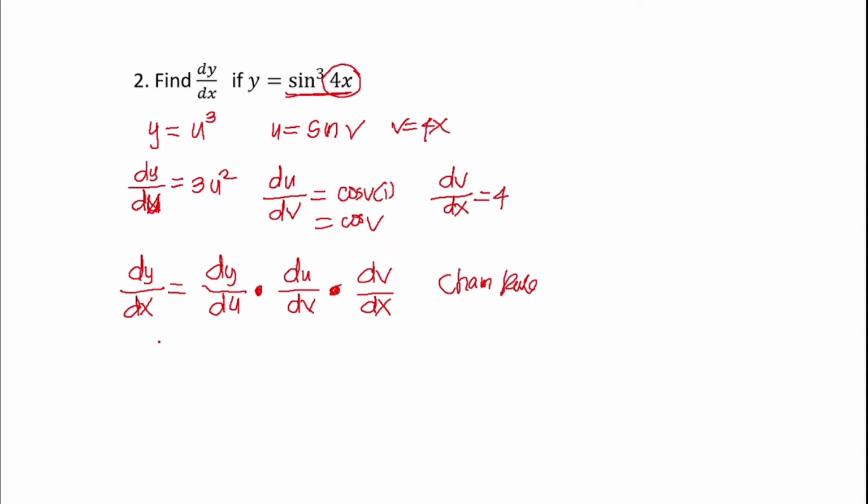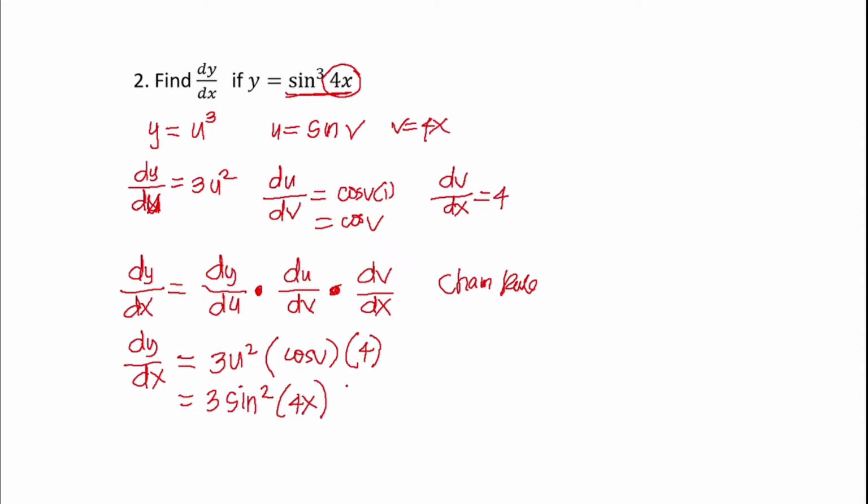Based on the chain rule, dy over dx is equal to, what is dy? We have 3u squared times du over dv, which is cos v, times dv over dx, the derivative with respect to x, which is equal to 4. Now we're going to substitute the following. So 3, what is our u? Our u is equal to sine, so sine squared, and our v is equal to 4x, times cos, and v is equal to 4x, okay, and times 4.